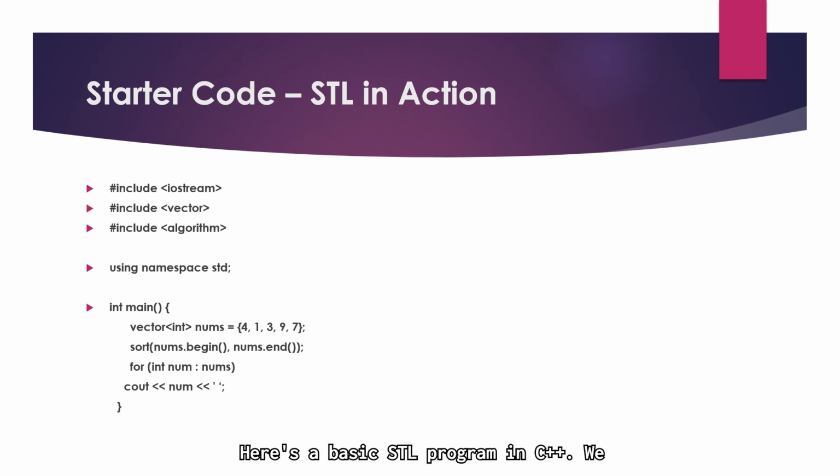Here's a basic STL program in C++. We start by including the necessary headers, vector for our container, and algorithm for sorting. We declare a vector of integers, initialize it with some values, and then sort the vector in ascending order. Finally, we print the sorted list using a range-based for loop. This is STL at its simplest, containers and algorithms working together.